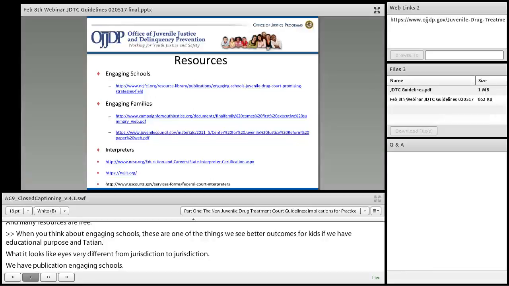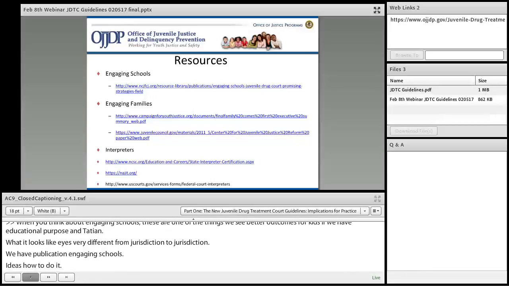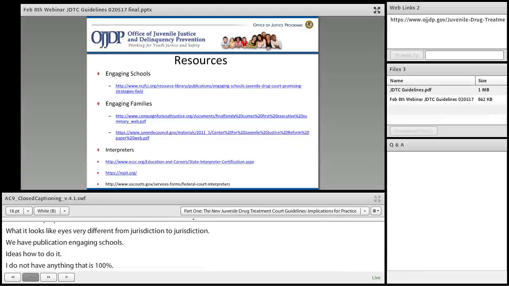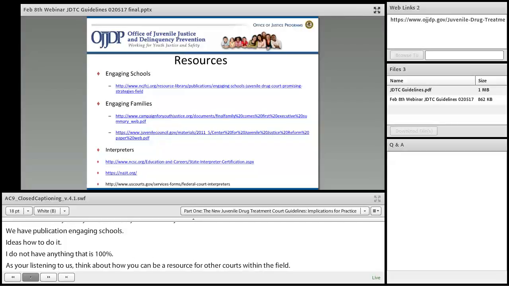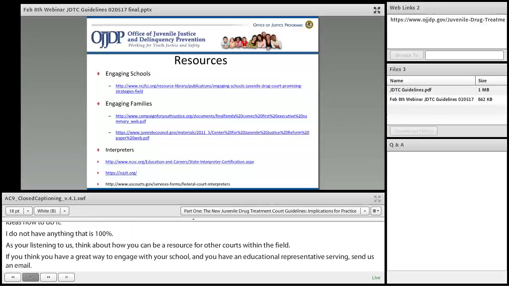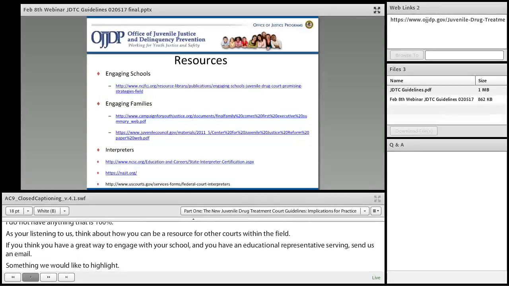So as you're listening to us talk, think about how you can also be a resource for other courts in your field. If you think you have a great way to engage with your schools, and maybe an educational representative that serves, send us an email. That's something we'd like to highlight, because this is an area where there are tons of different approaches, and I think it's great to highlight the different ways that people are looking at this.